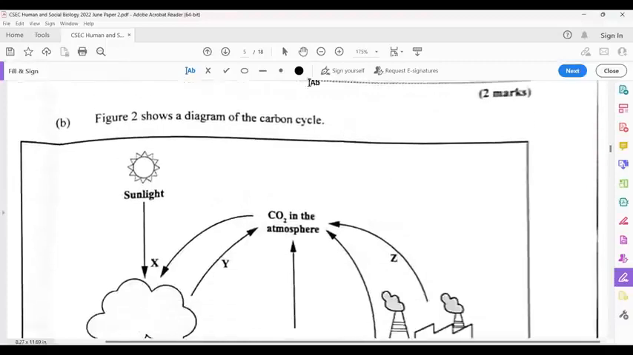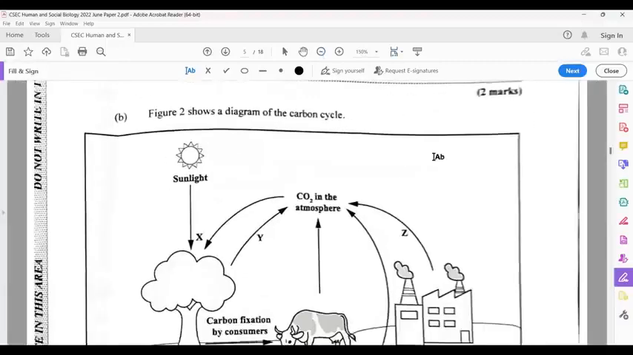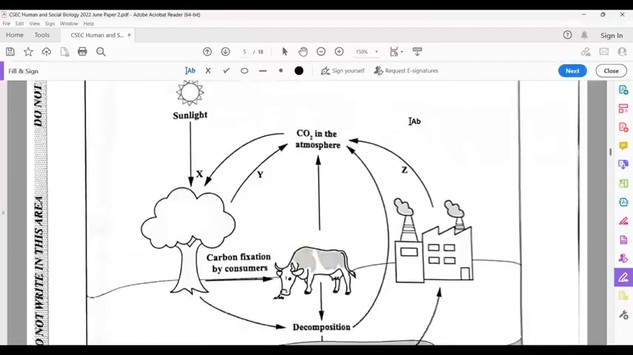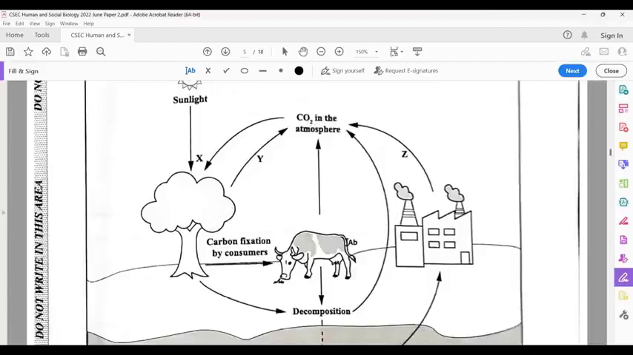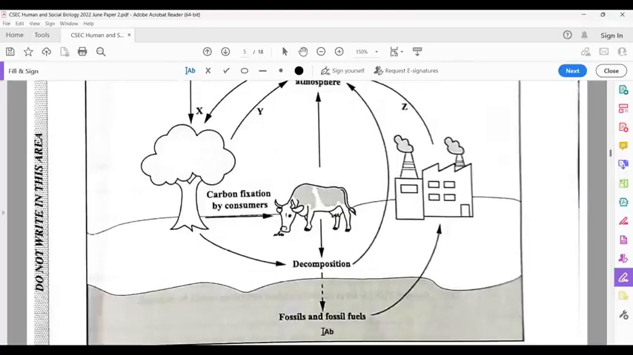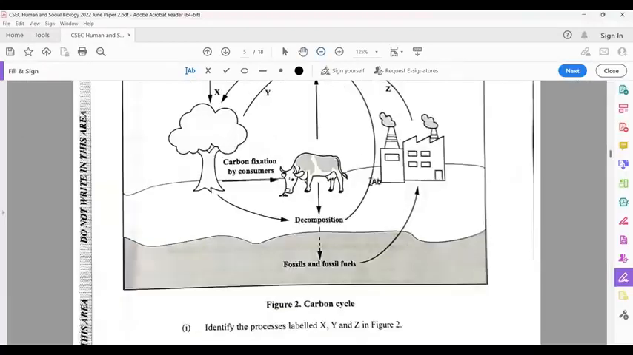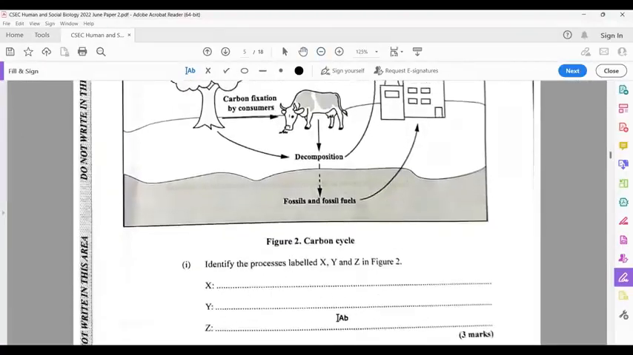Figure 2 shows a diagram of the carbon cycle. We have the nice sun, it's going into the plant, carbon dioxide in the atmosphere going into the plant. We have a cow. We have a factory or industry of some kind. Going up, we have decomposition, fossils and fossil fuels. So let's go to the question. Identify the processes labeled X, Y, and Z in figure 2.